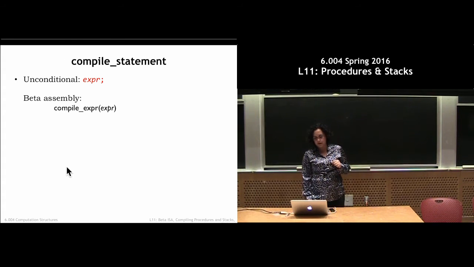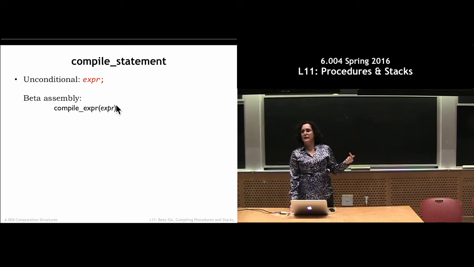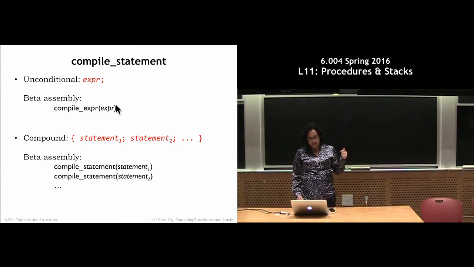So all you have to do here is call compile expression on this expression, and then you run the previous details for the compile expression routine. The second type of statement we have is a compound statement, and this is basically just a sequence of statements that should be executed one after the other. And so again, this is a very simple translation where we're just going to call compile statement on statement 1. We're going to produce whatever assembly that produces, and then we're going to call compile statement on statement 2, and the instructions produced by that will simply immediately follow the ones produced for statement 1.